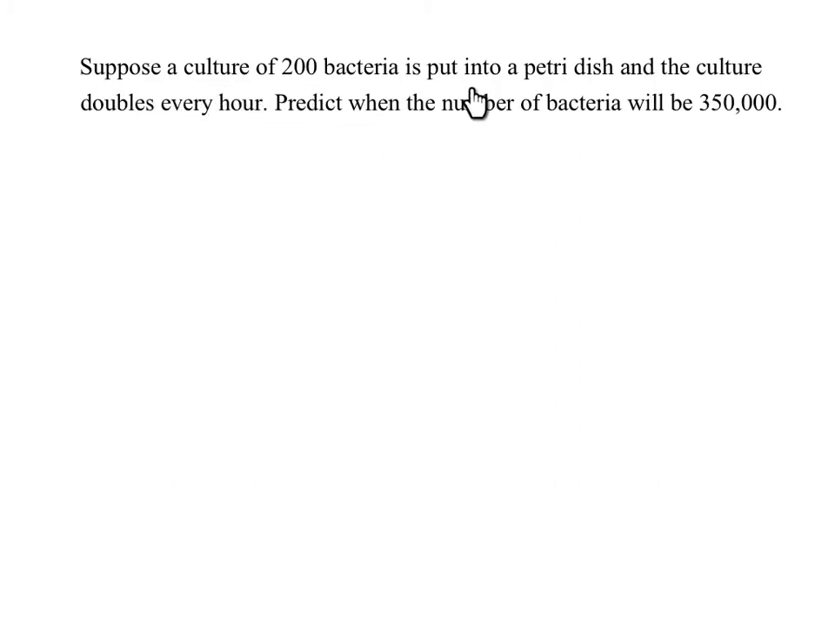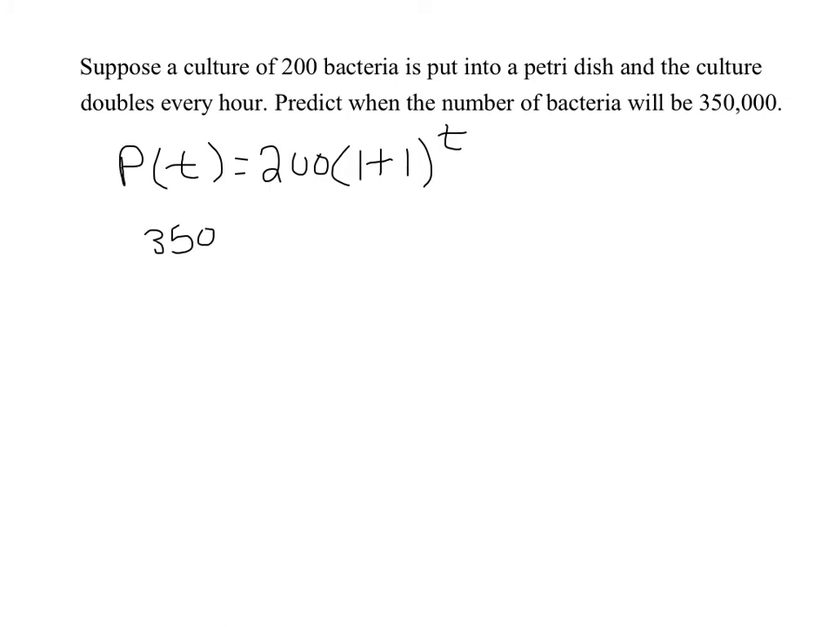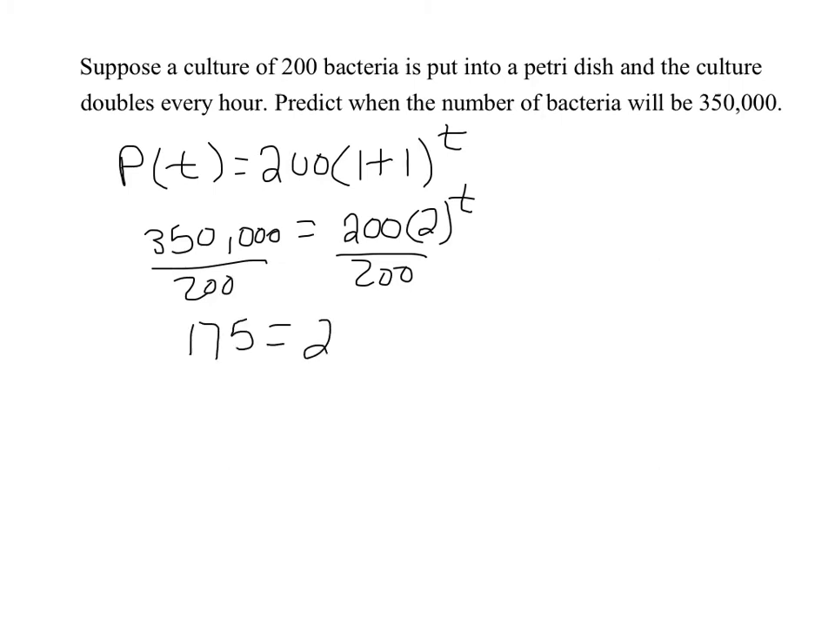Okay, let's take a look at some more. Suppose a culture of 200 bacteria is put into a petri dish and the culture doubles every hour. Predict when the number of bacteria will be 350,000. So I have P of T equals 200, the initial amount. Well, doubling means you have the initial 100% plus another 100%, to the T. So I would get 350,000 equals 200 times 2 to the T. Now we need to divide both sides by 200, so you get 1,750 equals 2 to the T.